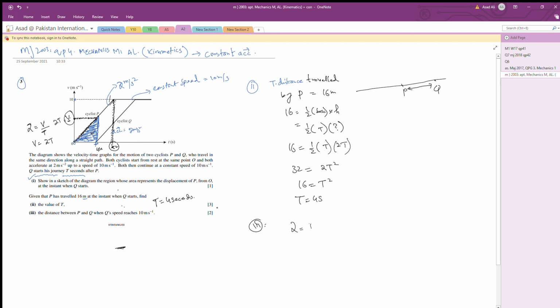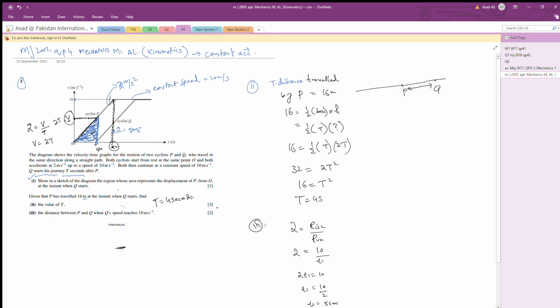Rise over run. So 2 is the gradient, what's the rise here? 10. What is the run here? T1. So T1 is the run here. So 2 T1 is 10, so T1 is basically 10 over 2. So I got T1, which is 5 seconds. So this is 5 seconds now.